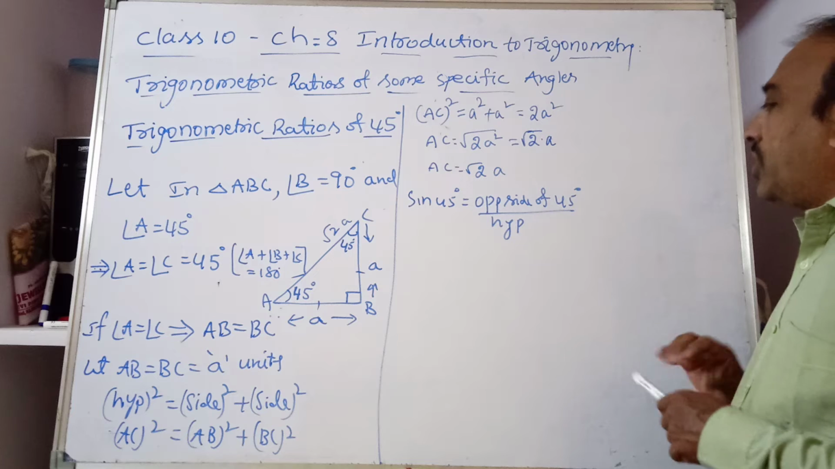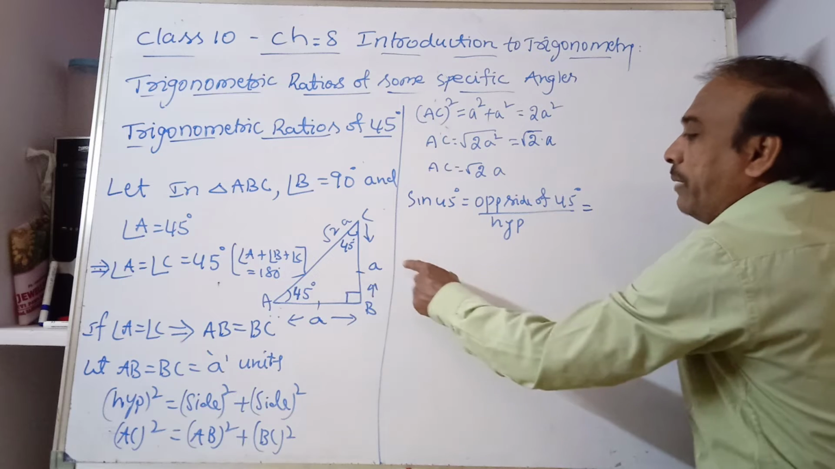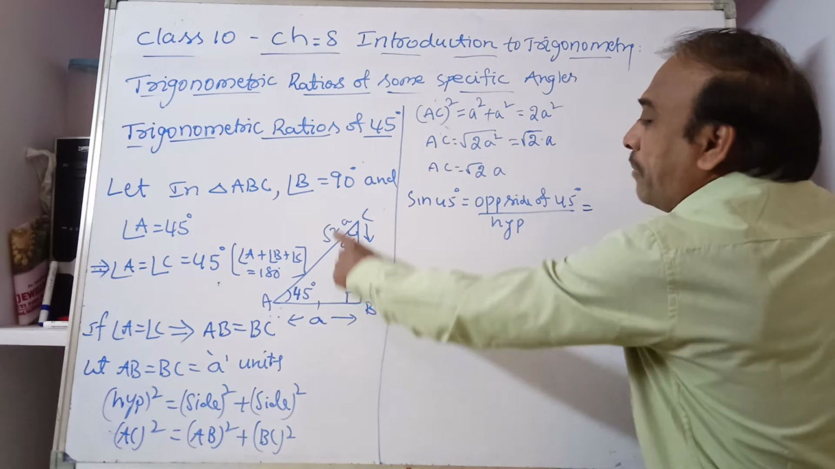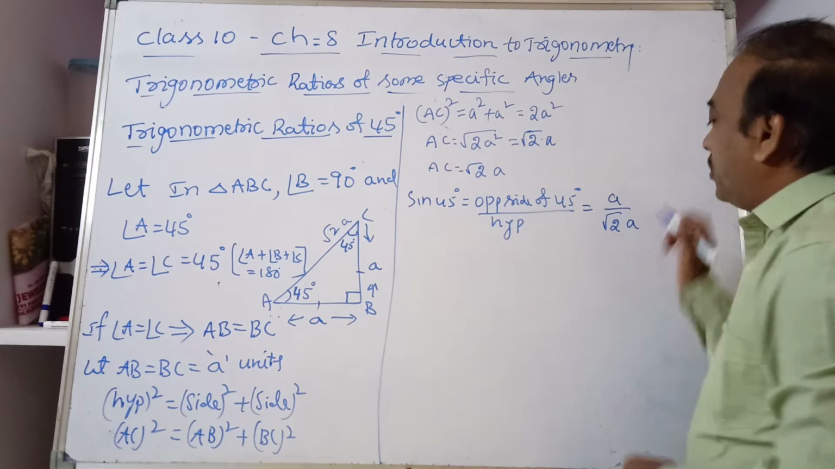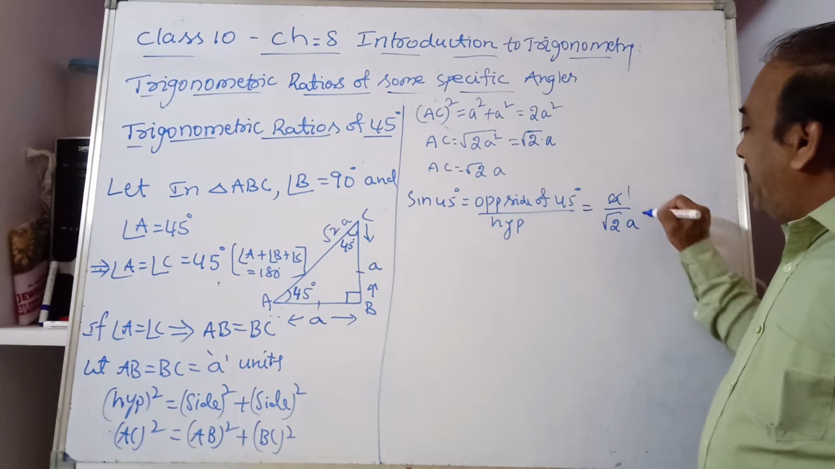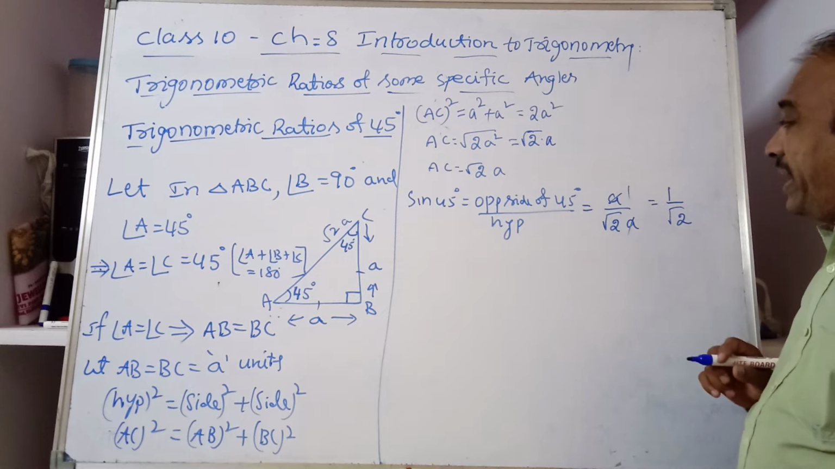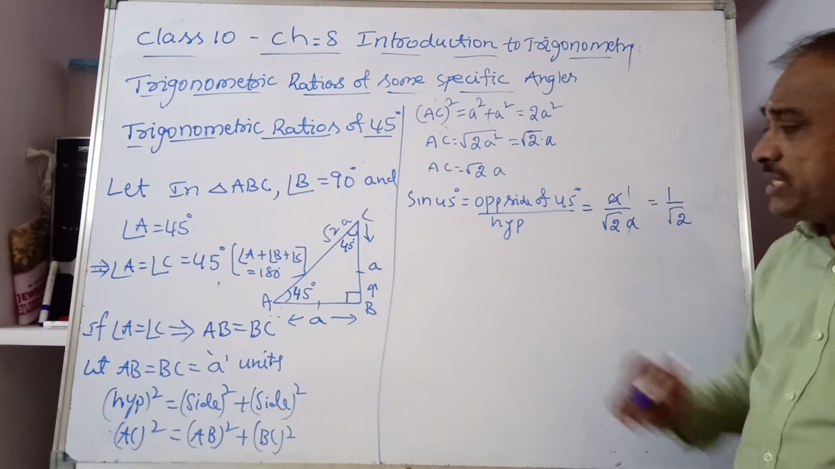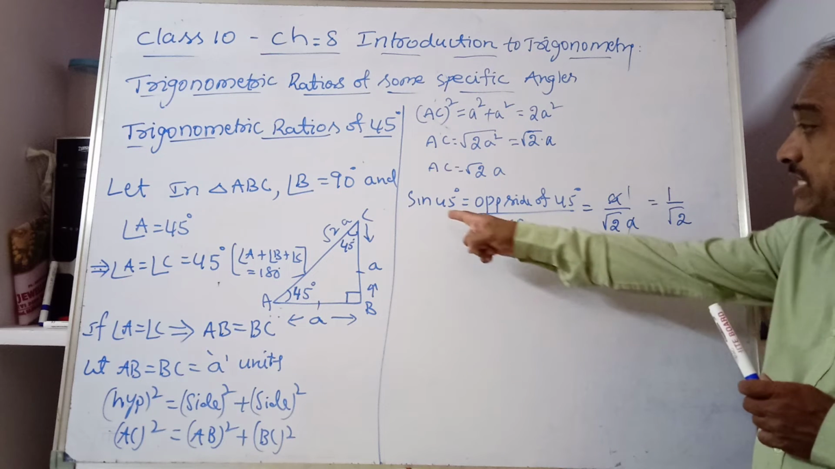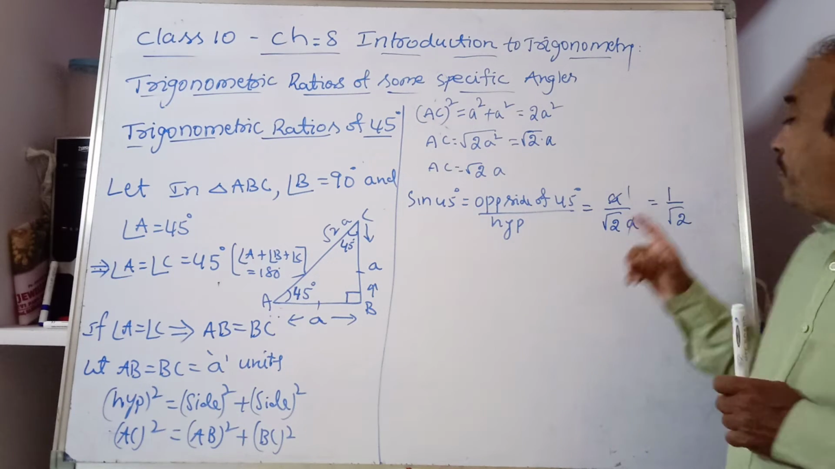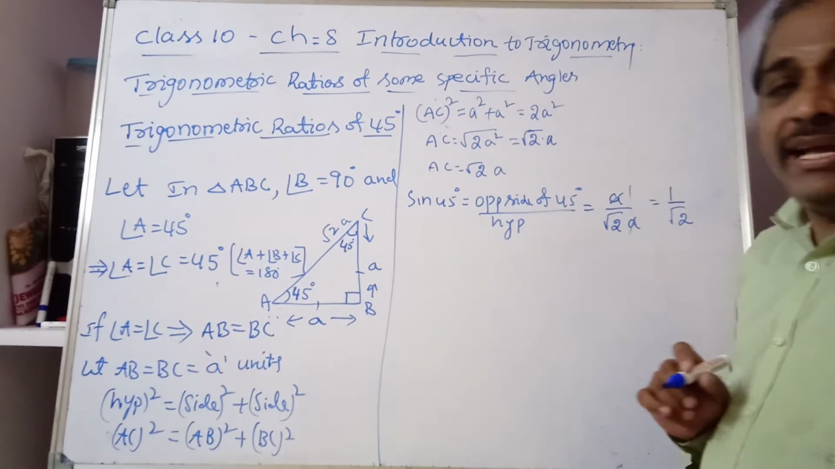So the opposite side of 45 degrees by hypotenuse is equal to the length A units by hypotenuse. Observe it: A by root 2 times A. One A gets cancelled, then you have 1 by root 2. What is the meaning of this? Sine 45 degrees is equal to 1 by root 2.